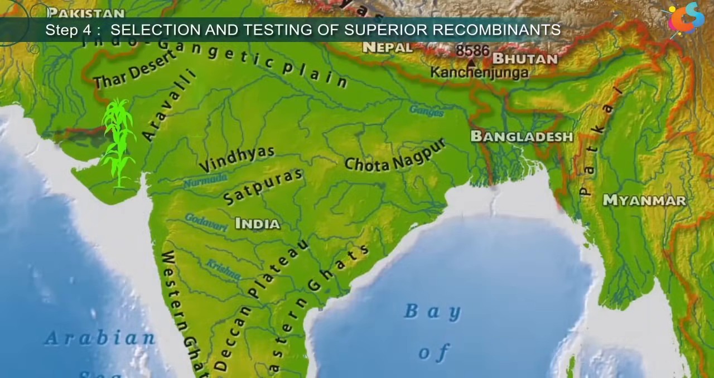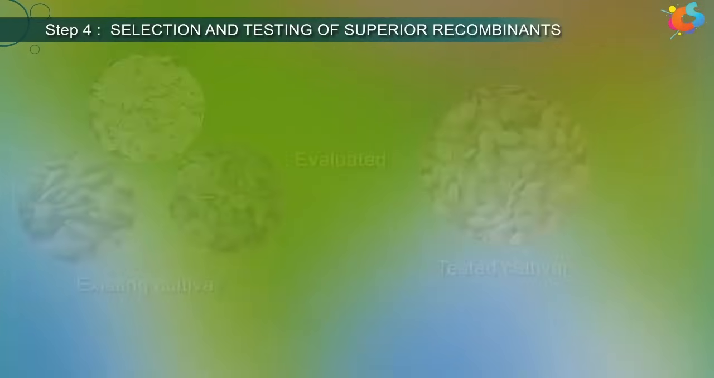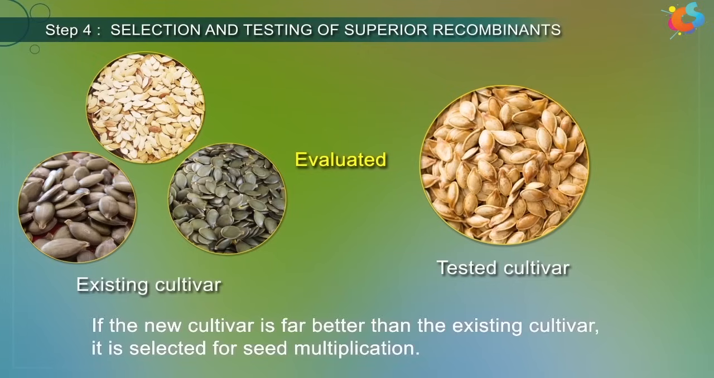The testing is done at several locations throughout the country, representing all the agroclimatic zones where these crops are usually grown. Using the test results, the cultivars are evaluated by comparing them with the best available local crop cultivars in the farms. If the new cultivar is far better than the existing cultivar, it is selected for seed multiplication.